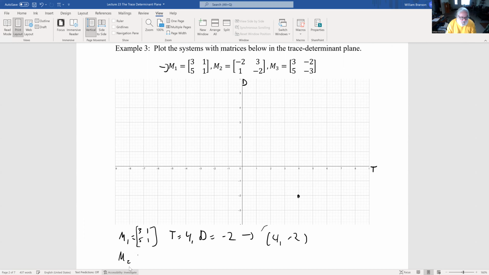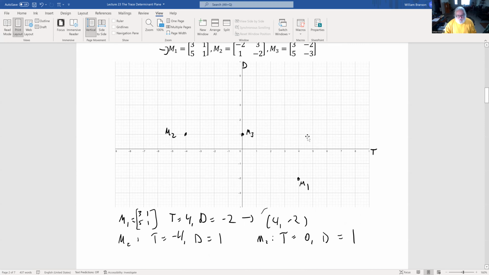M2 has trace equal to minus 4 and determinant equal to 4 minus 3, which is 1. So (-4, 1). This is M1. This is M2. And then M3 has trace equal to 0, determinant equal to minus 9 plus 10, which is 1. So there's M3. So you can plot things in the trace determinant plane. They tell you what the matrices are. They don't tell you what the eigenvectors are. So is this useful or not?